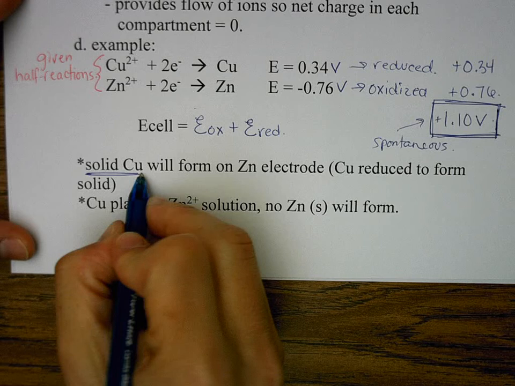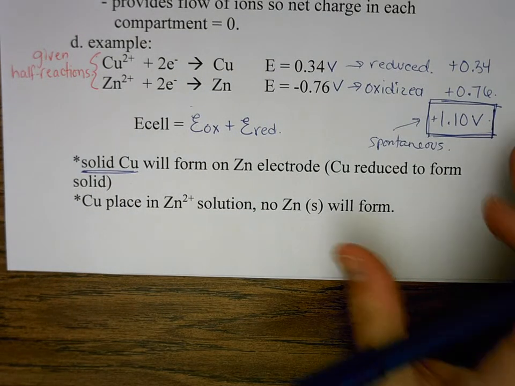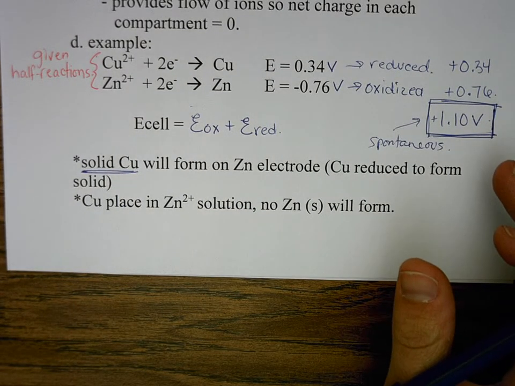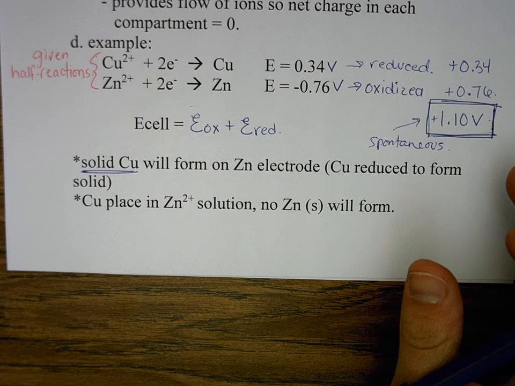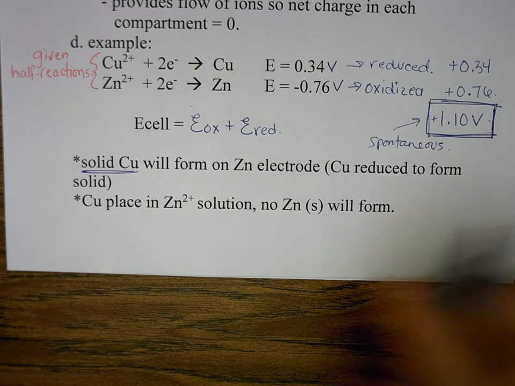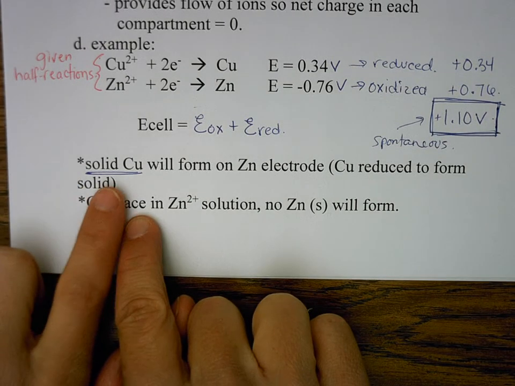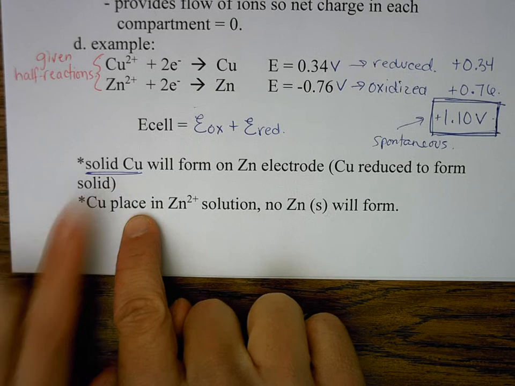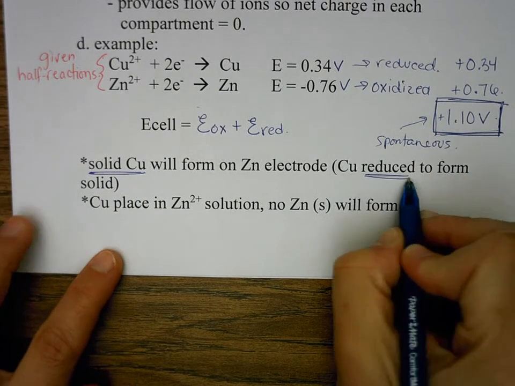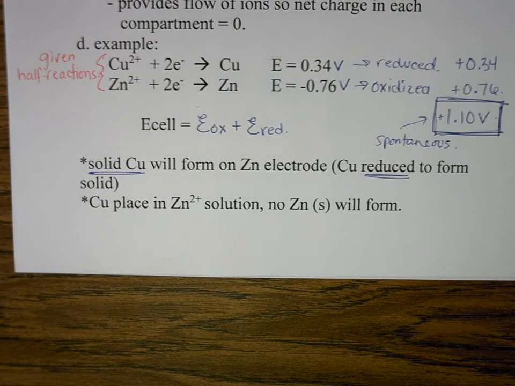All right, other wording that you need to be aware of. Sometimes they won't just give you the overall reaction, but they'll tell you about what kinds of things will form as a solid, and that's going to be a hint to you as to what's being reduced and what's being oxidized. So you have to be familiar with those terms.